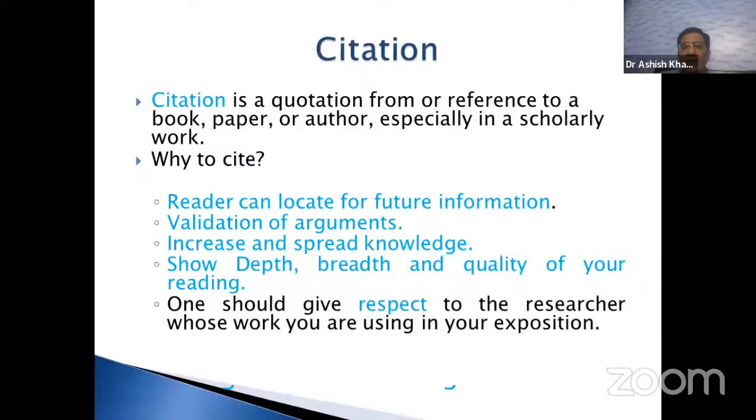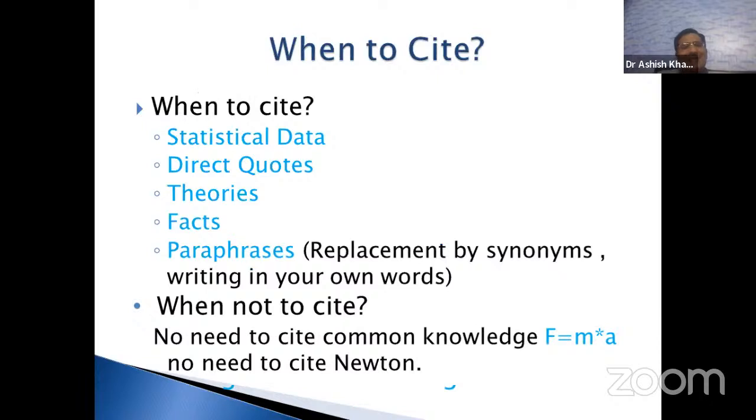For example, if you are taking information from a transaction in a good journal, an SCI research paper, that paper itself becomes a guarantee for the kind of information you want to present in your paper. So giving references or citations is one of the most important parts. When to cite: statistical data, direct quotes, theories, facts, paraphrases.